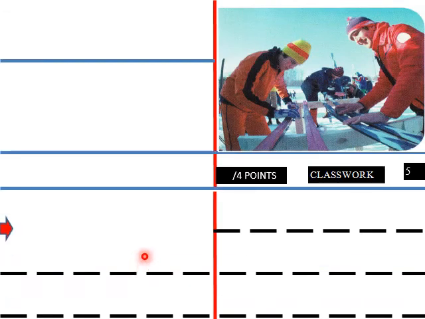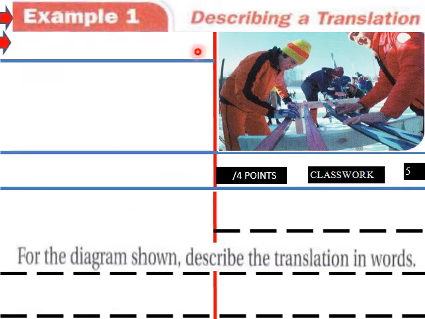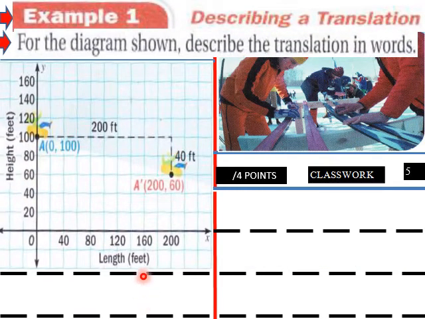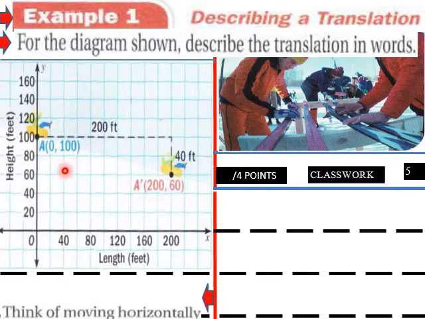Okay, into our first example here. Example 1, describing a translation. For the diagram shown, describe the translation in words. So what do we see? We're moving this way and then down this way, right? I mean, that's what it looks like to me. It's a tube. Somebody in a tube went like that. So you got somebody in a tube there.